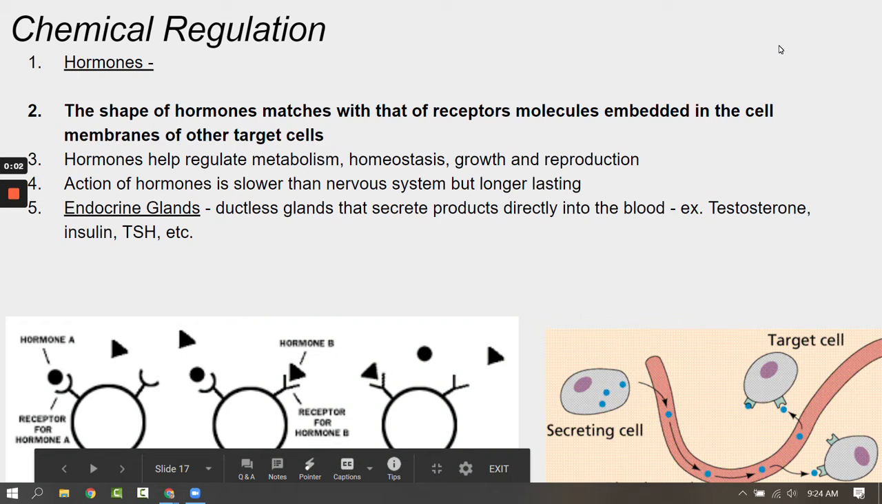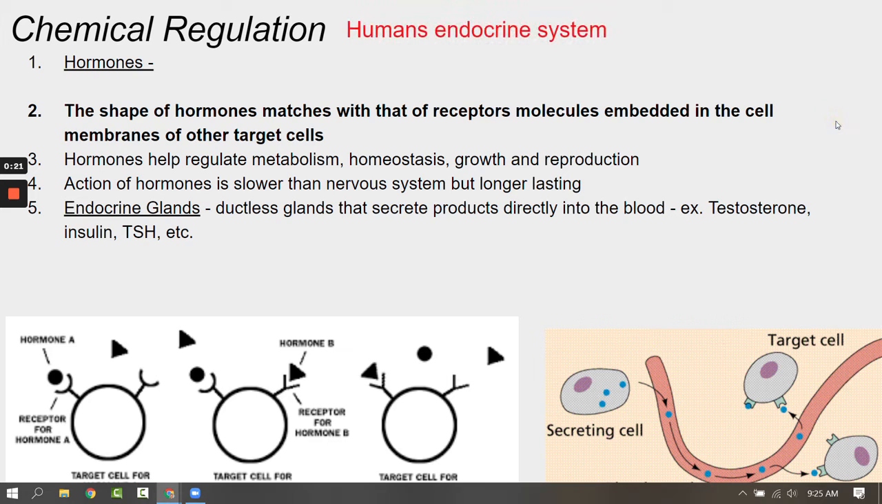Our next topic, as we're talking about homeostasis, is about how chemicals are used to regulate living organisms, how they're used to help maintain homeostasis. And we're focusing on humans. The way they do that is through the system that we call the endocrine system. The endocrine system consists of glands in our body, special organs that produce hormones that circulate throughout our blood. And so we have to know a little bit about hormones to start off.